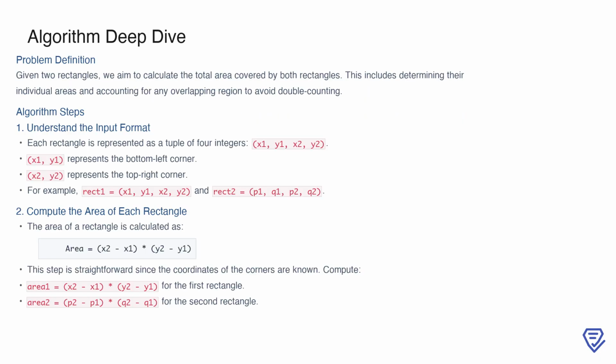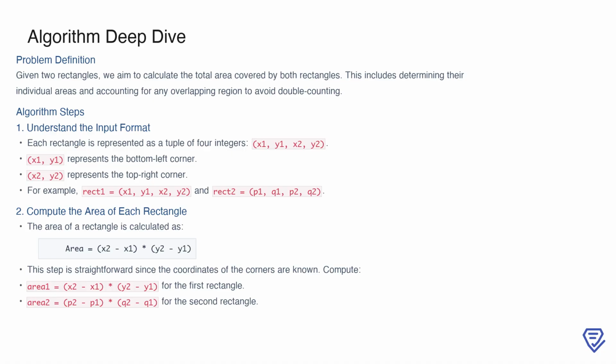To solve the problem of finding the total area covered by two rectangles, we need to consider both their individual areas and any overlapping region to ensure we don't double count. First, let's understand the input format. Each rectangle is represented as a tuple of 4 integers. The bottom left corner is defined by the coordinates x1, y1, and the top right corner is defined by x2, y2. Using this format, we can refer to the two rectangles as rect1 equals x1, y1, x2, y2, and rect2 equals p1, q1, p2, q2.